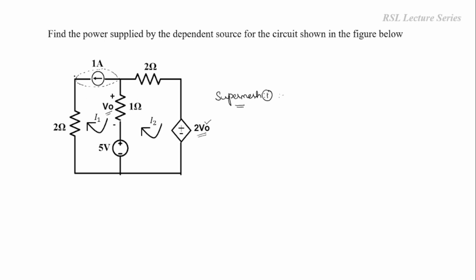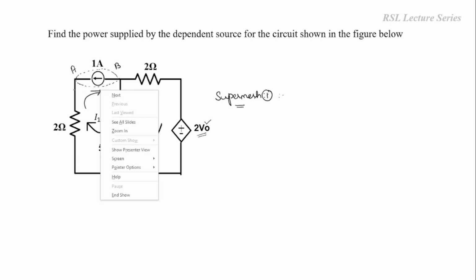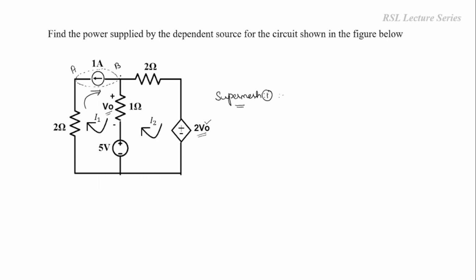So suppose this branch is considered as AB, the current flowing through this particular branch is I1. Okay, I1 is the current flowing through this particular branch. Whereas this I1 is flowing from A to B and the 1 ampere source is flowing from B to A. Both these are in the opposite directions. So we have to write I1 is equal to minus 1. So this is equation number 1.